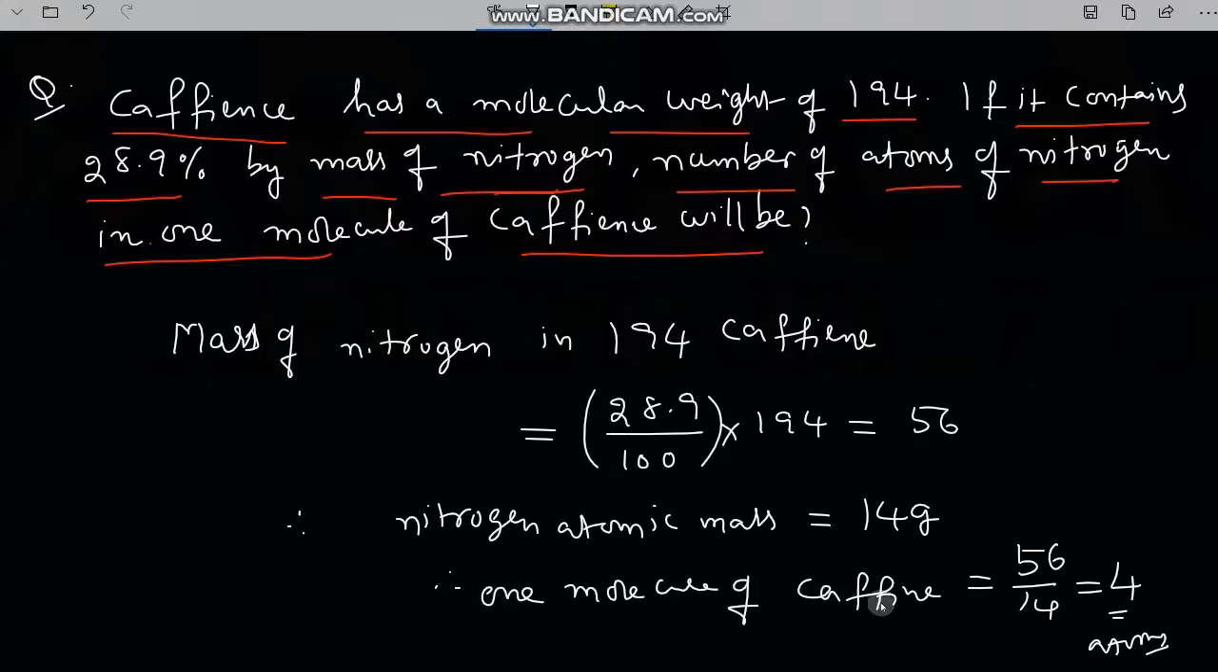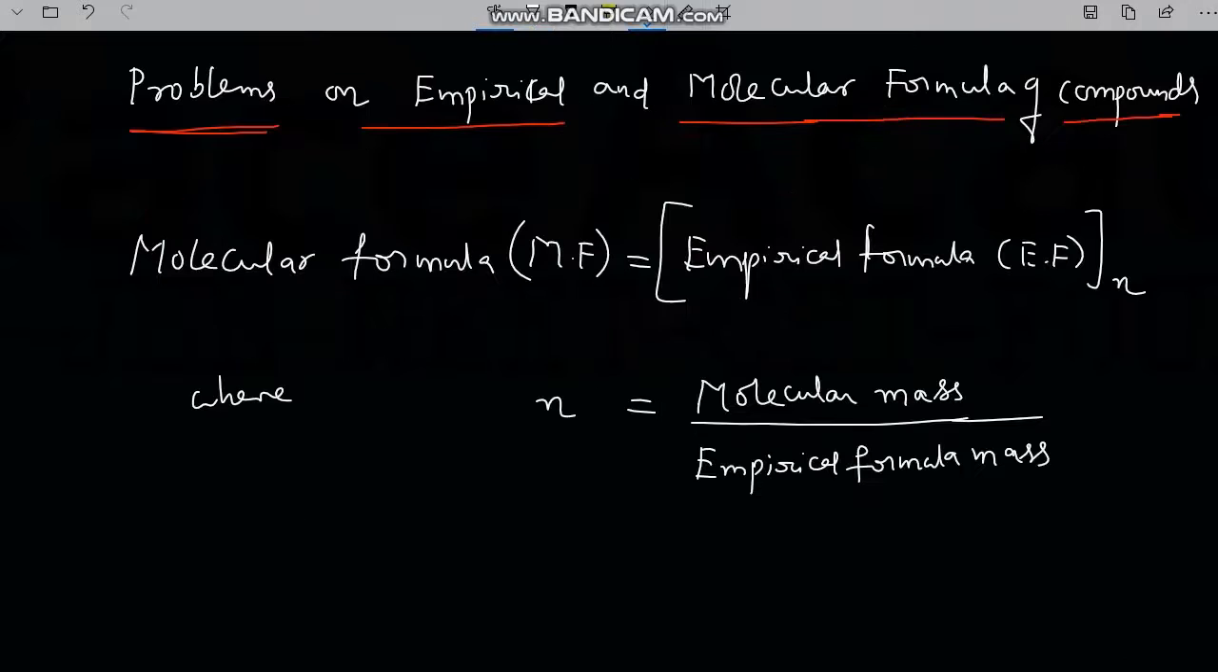Suppose it is 1 mole of caffeine, it means it is 4 moles. If it is 1 molecule of caffeine, you can say it is 4 atoms of this one. So this is the answer for this question. Let us see problems on empirical and molecular formula of the compounds.